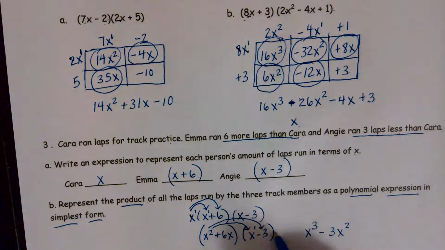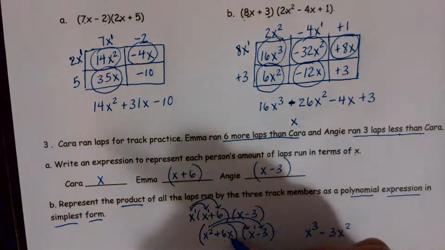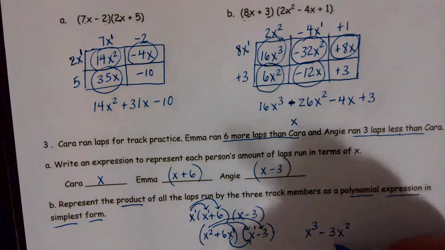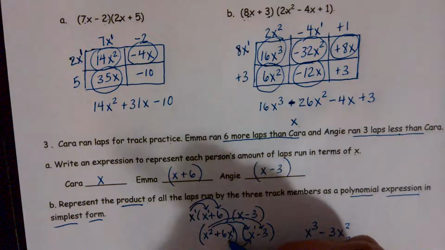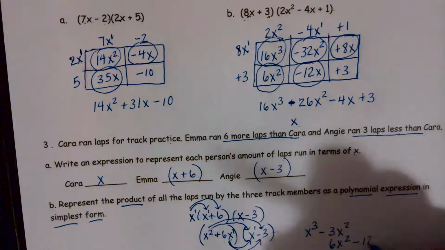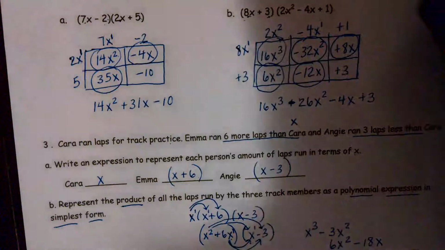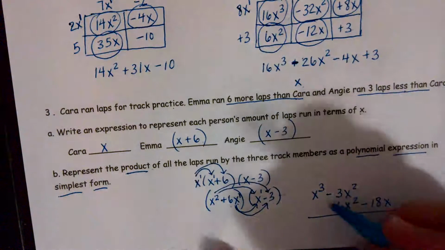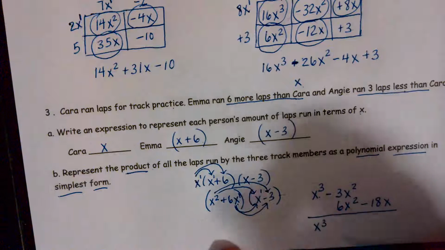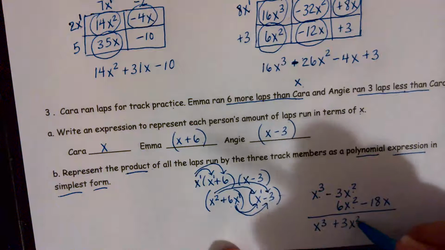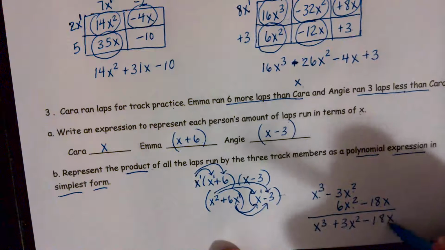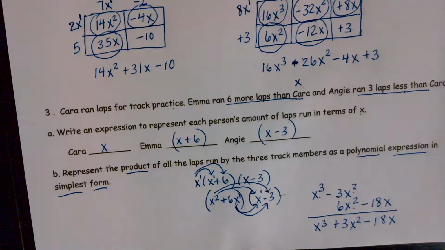There's no more left to multiply x squared by here, so I start off with 6x here. 6x to the first times x to the first is 6x squared. I'll put this underneath because I know I'm going to combine them pretty soon. And 6x times a negative 3 is a negative 18x. Okay, we're ready now to add this. No x cubes besides that, so we have x cubed. Negative 3x squared and a positive 6x squared is a positive 3x squared, and then negative 18x. And that would be the amount of laps run by all 3 track members.